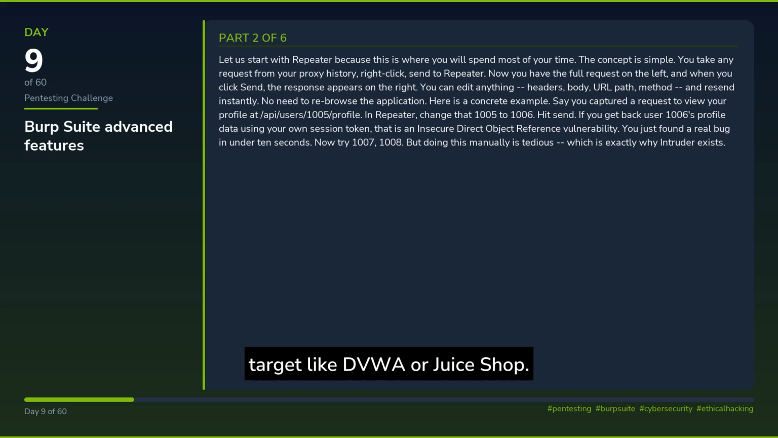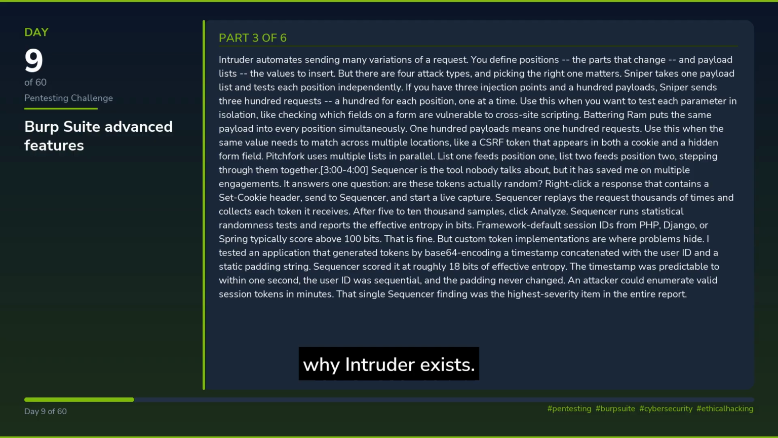Here is a concrete example. Say you captured a request to view your profile at /api/users/1005/profile. In Repeater, change that 1005 to 1006. Hit send. If you get back user 1006's profile data using your own session token, that is an insecure direct object reference vulnerability. You just found a real bug in under 10 seconds. Now try 1007, 1008. But doing this manually is tedious, which is exactly why Intruder exists.